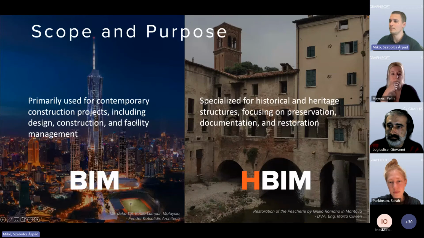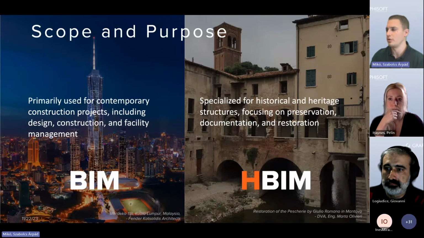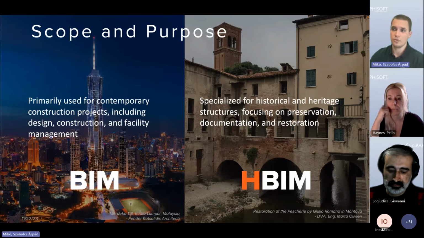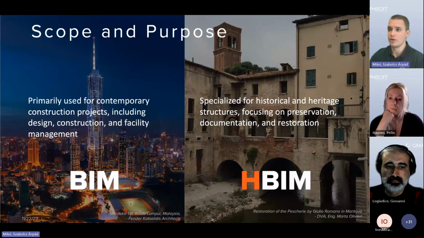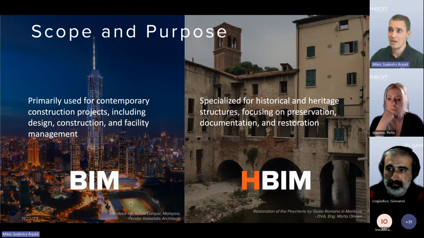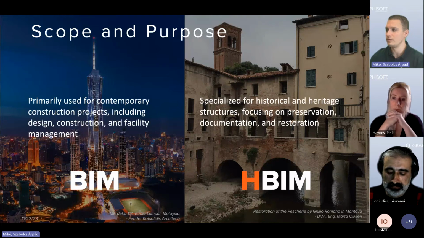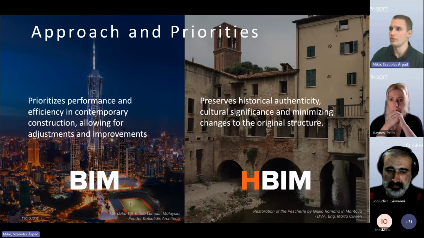So there's a slight difference between traditional BIM and HBIM. Traditional BIM is primarily used for contemporary construction projects, which includes new design, construction, and facility management. HBIM is specialized for historic and restoration structures, focusing on preservation, documentation, and restoration. We're going to show you a couple of examples of what that really looks like.